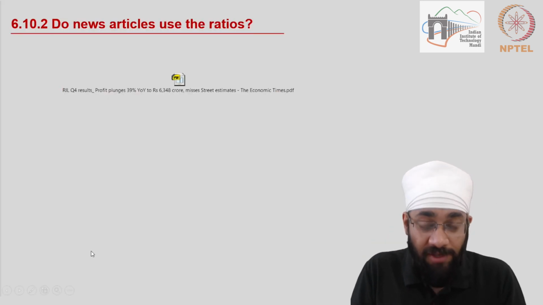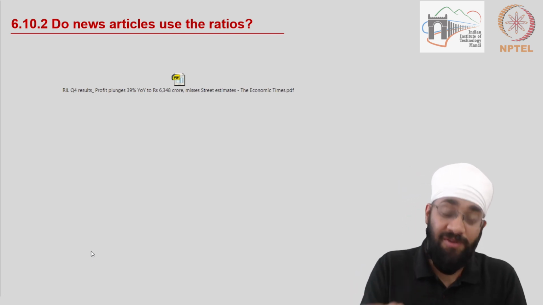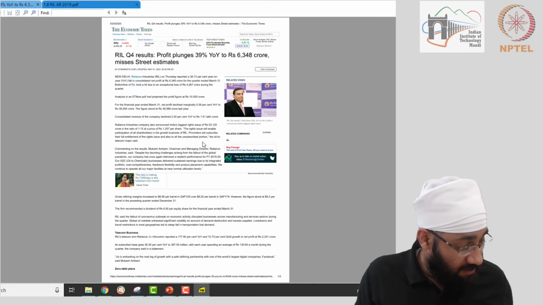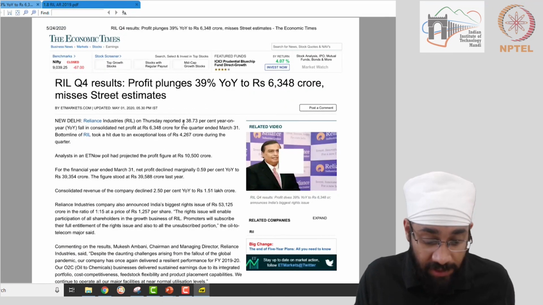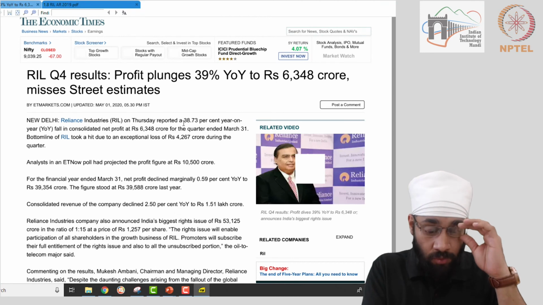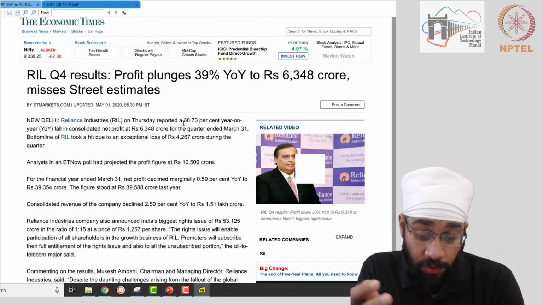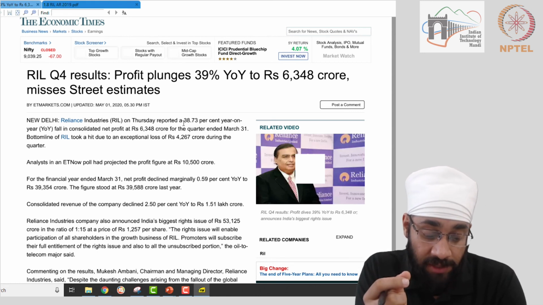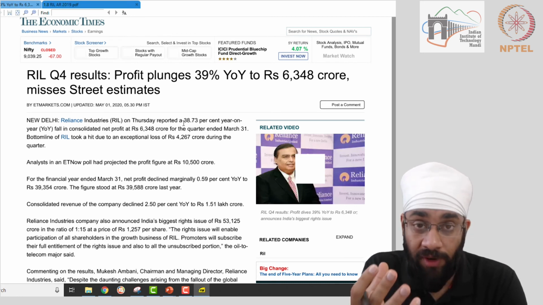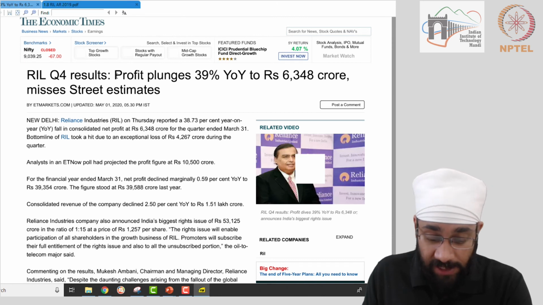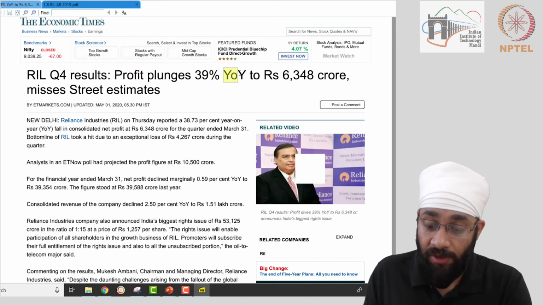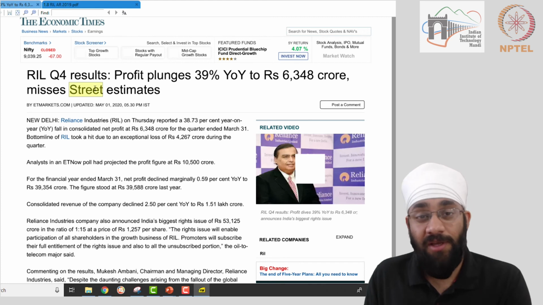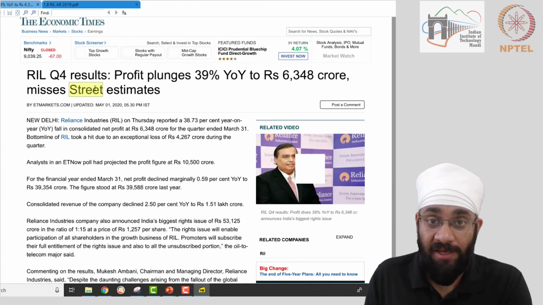Okay, now let's talk about the news articles. Do news articles also talk about these numbers? So I'm going to pick up one recent article here. I have an article from the Economic Times which says Q4 results. Q4 refers to quarter 4. This is the fourth quarter of the financial year 2019-20. So this past March 31st, 2020 is the quarter 4 ending. So the title says profit plunges 39% year on year to this much amount and misses street estimate. Street refers to the stock markets. Dalal Street basically refers to the stock market.